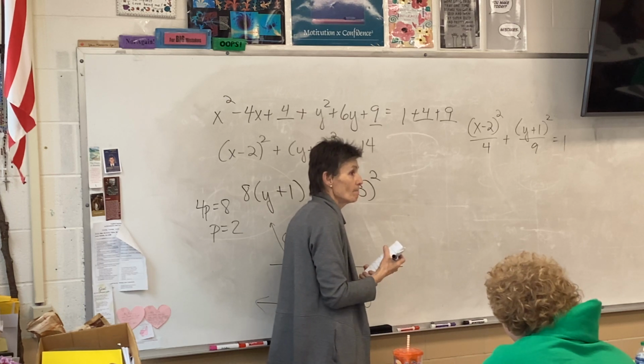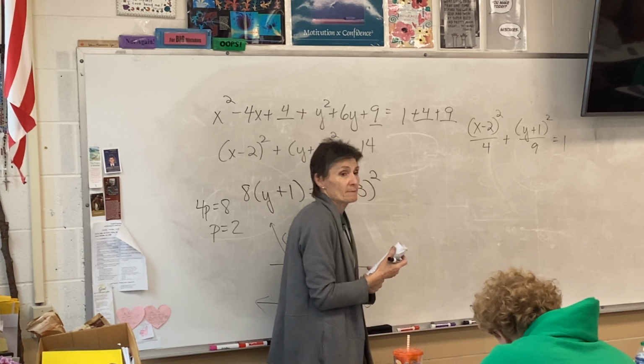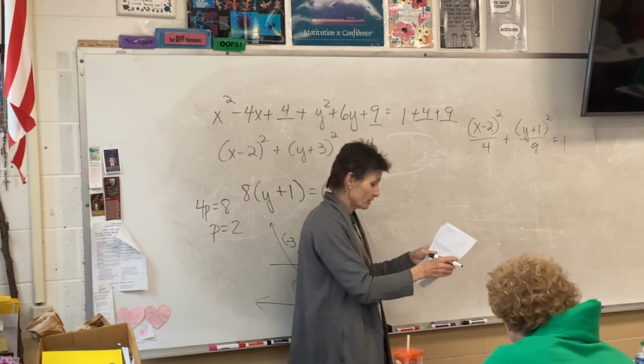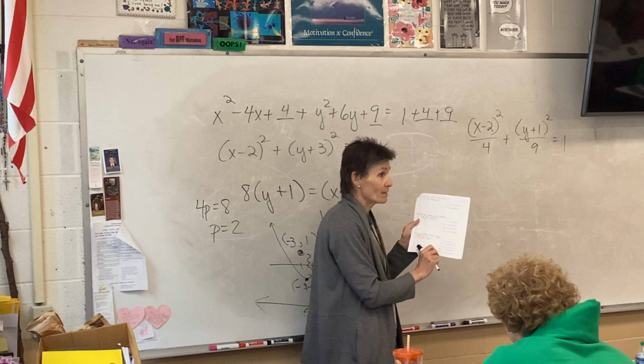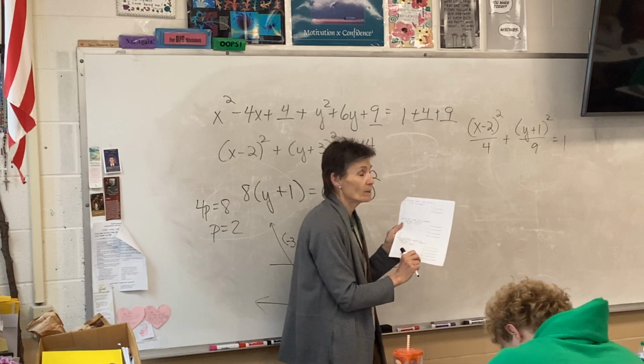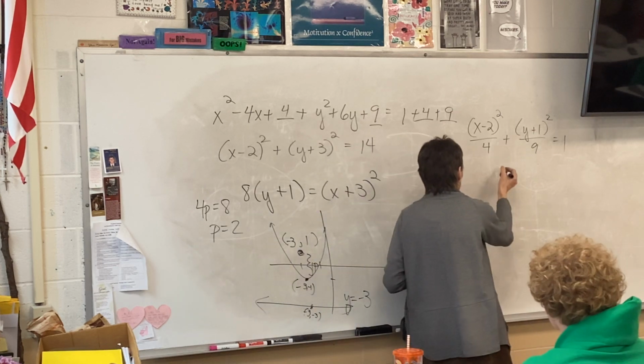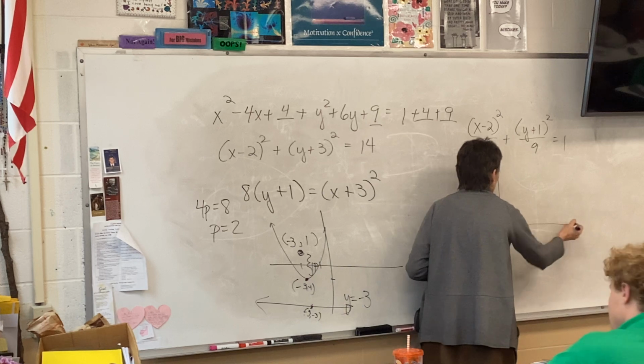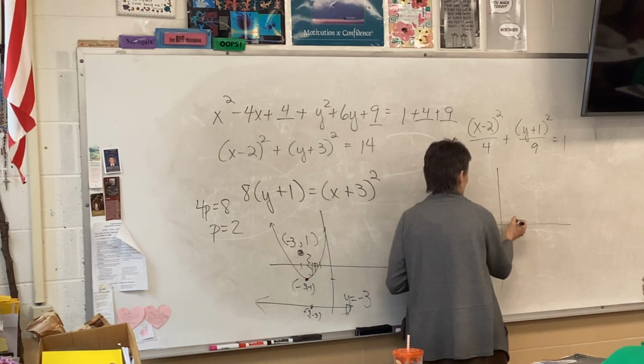What's this, do you know? It's an ellipse. But even if you forgot, look at the questions. Major and minor, that goes with the ellipse. That's all that goes with. So we know this is an ellipse. Where is our center? 2, negative 1.